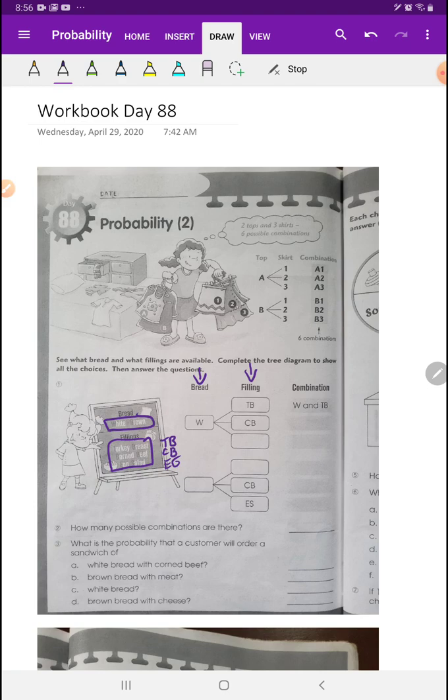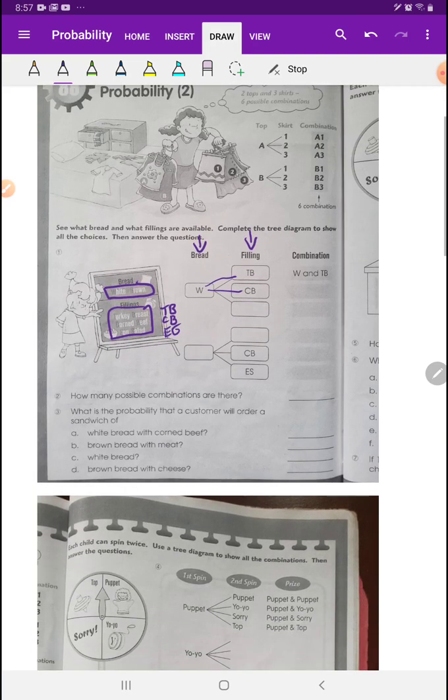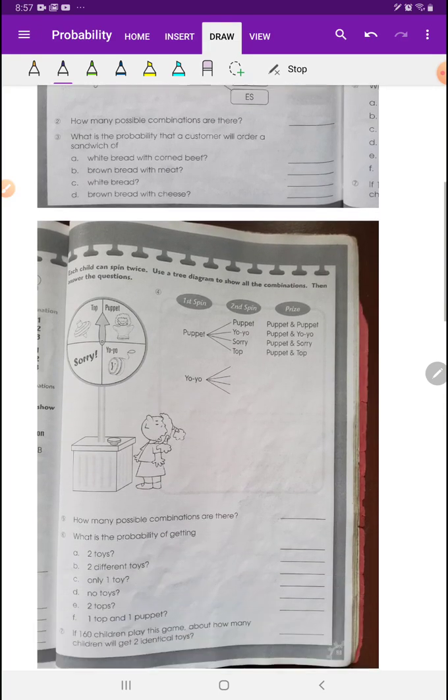Okay? And then you have to write your choices here. And just like the ones I was showing you, you have to write all of it. So you have to write white and brown. You've got to write all 3 choices once, then you got to write all 3 choices here, and then you write what your combination is. So this is white and turkey breast. The next one should be white and corned beef, etc. And then the probabilities, I'm going to leave that with you.